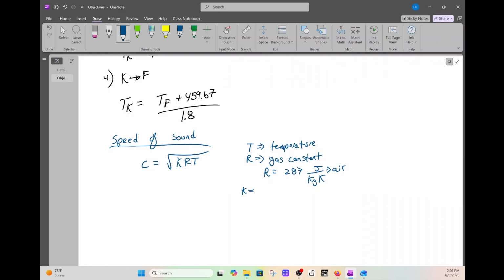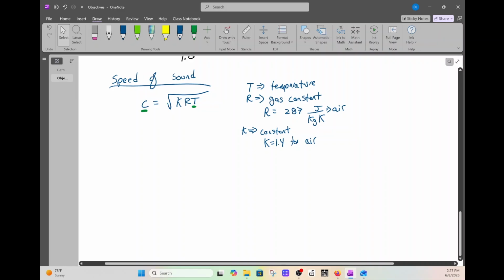And k is a constant as well. We're just going to leave it at that for now. And typically it's 1.4 for air. Okay, we're just starting fluids. We're just going to say it's a constant. Okay. So you can look at this and you can say, as the temperature gets colder, this goes down, your speed of sound will go down. Okay, pretty cool.